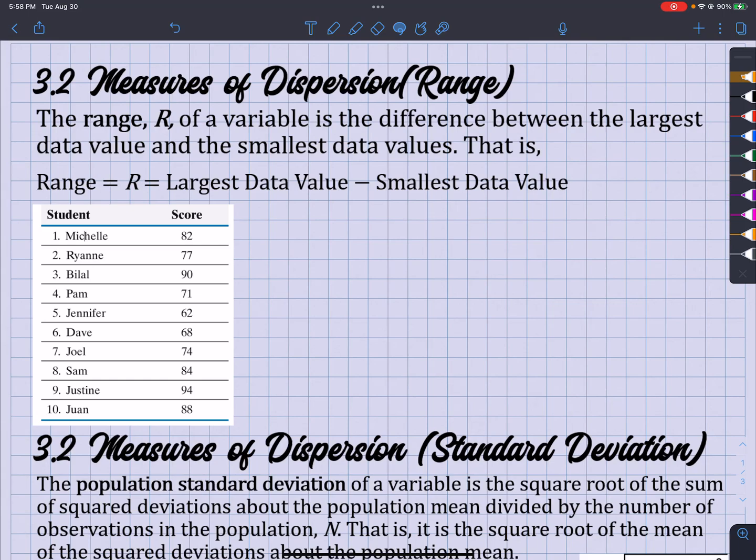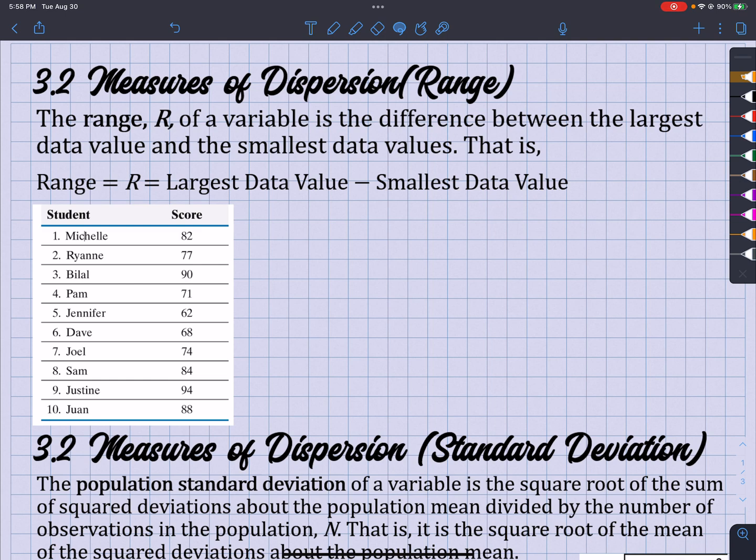So today we're talking about measures of dispersion. We're talking about the range, the variance, and the standard deviation. First, let's talk about range.